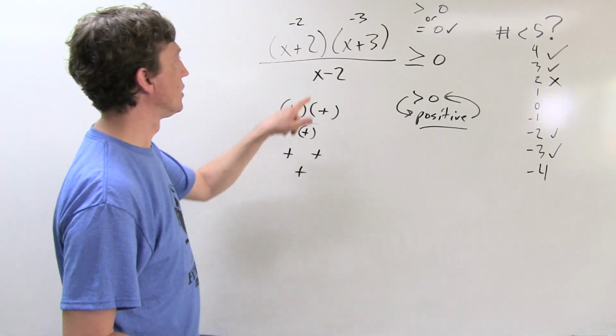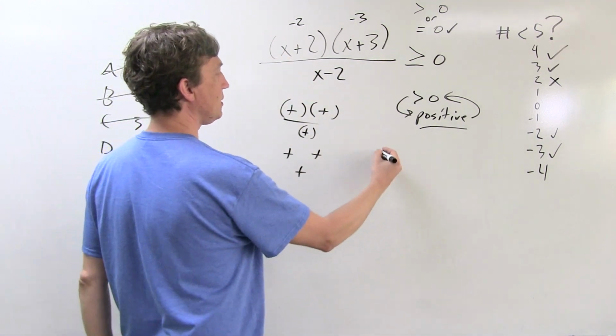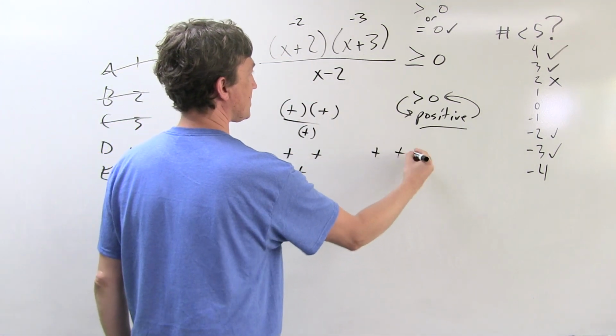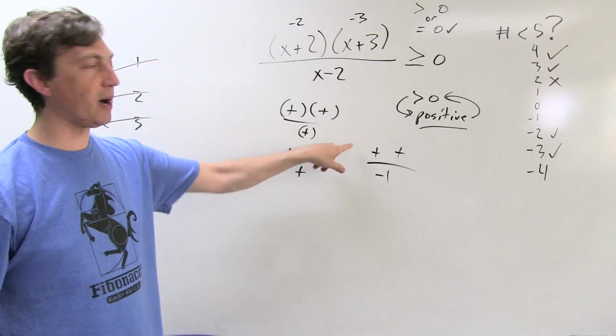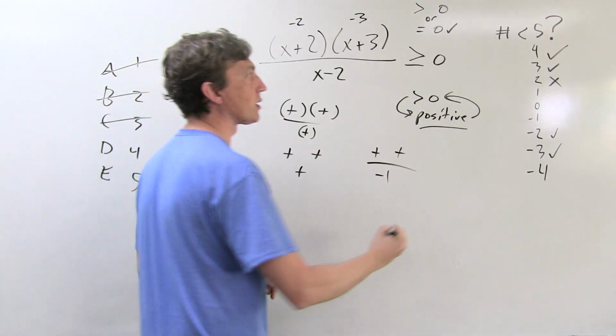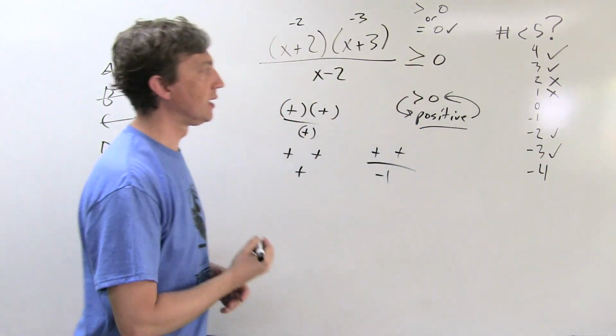What about 1? 1 plus 2 is 3, positive. 1 plus 3, positive. What about 1 minus 2? That's going to be negative. This is going to be a positive over negative. It will not work. 1 is out as well.